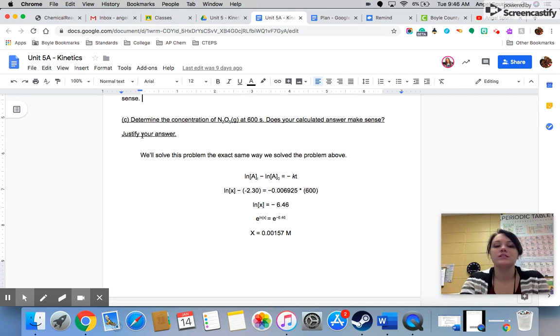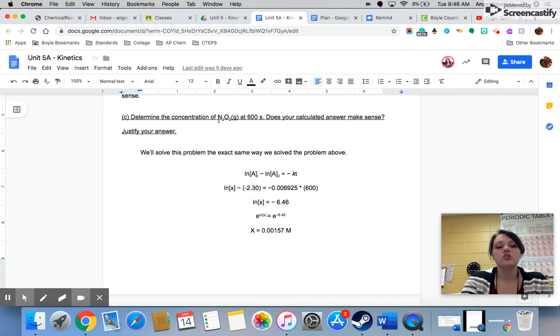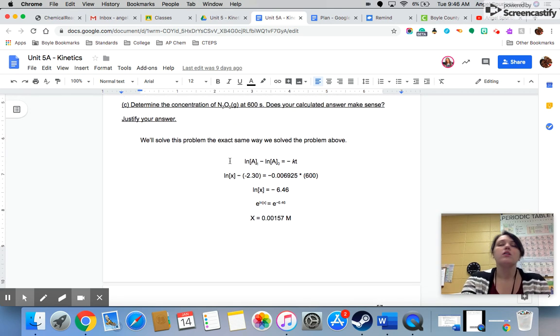Let's look at part C, okay? Determine the concentration of N2O5 at 600 seconds. Does your calculated answer make any sense, and justify that answer? Well, again, they're asking for concentration, but they've given us a specific time. So because they've mentioned time, we have to use the integrated rate law.